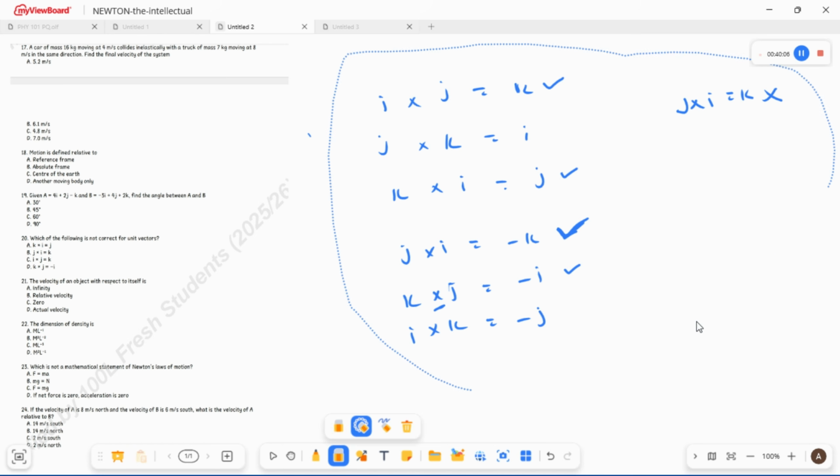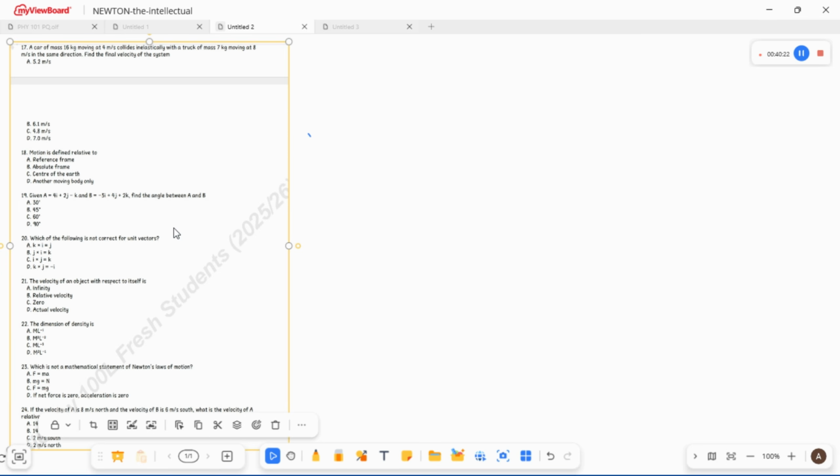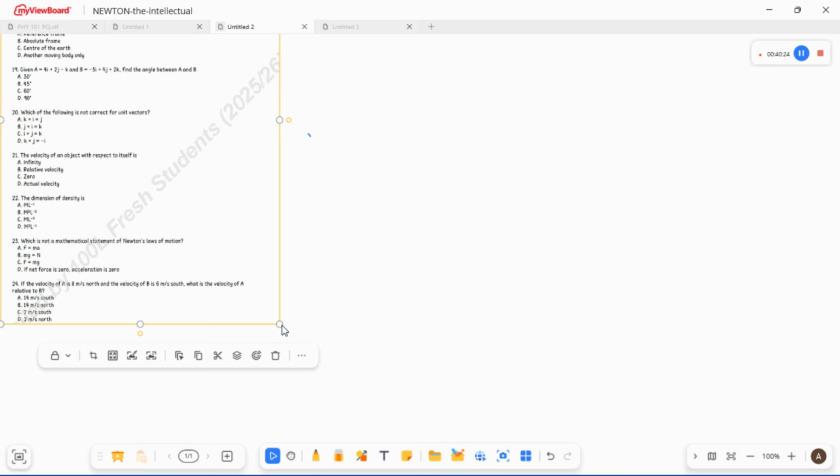All right, let's go to question 21. Question 21 says the velocity of an object with respect to itself. That's zero. We have seen this question a lot of times. And you can be so lucky that you see this kind of question multiple times, and you just get your answer. Right. So I'm trying to push this up and make it bigger.